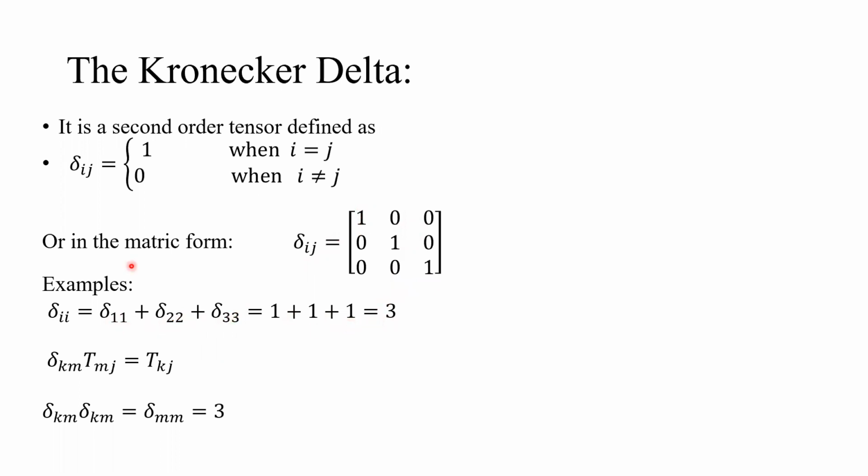Or we could go to the definition that we said here. The indices are the same, so it's 1. One feature of the Kronecker delta is that it removes the dummy index. So here, delta km t mj would be equal to t kj. It removes this m, which is a dummy index. Same thing for here. It removes k, or it could remove m, and we would have delta kk. So that's a feature for simplifying our equations.